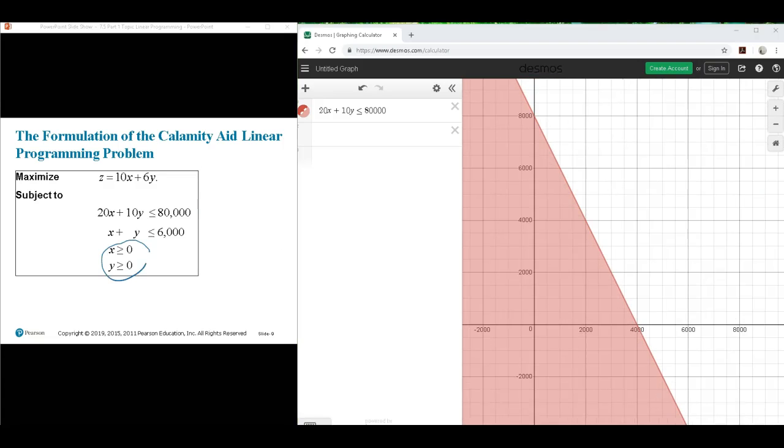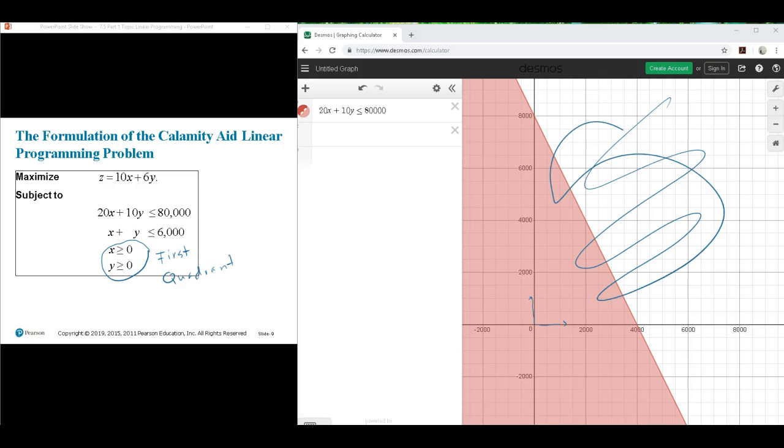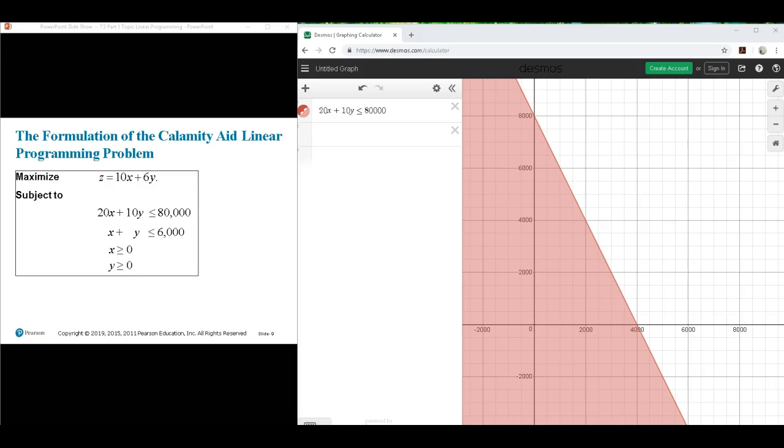Now, take note of these. x greater than or equal to 0, y greater than or equal to 0. We don't need to graph these because this just means first quadrant. x coordinates are positive here and y coordinates are positive here, so it's this whole quadrant. Let's now go ahead and graph the second line.